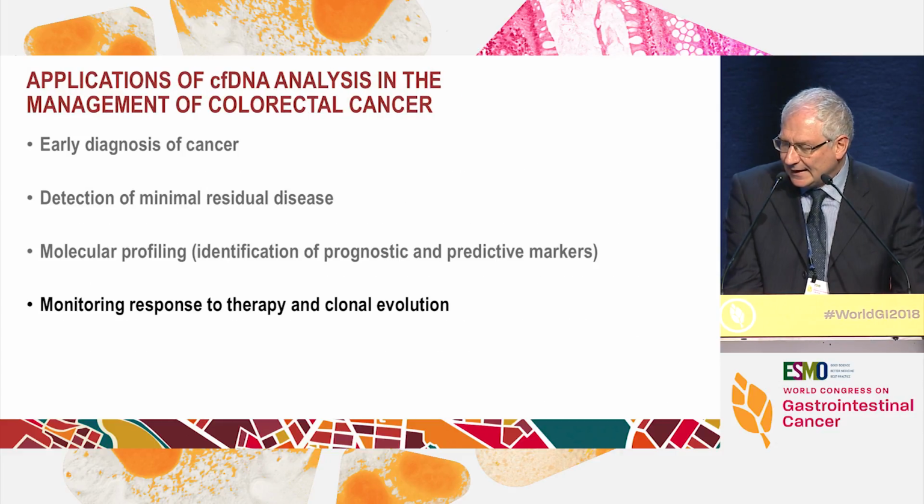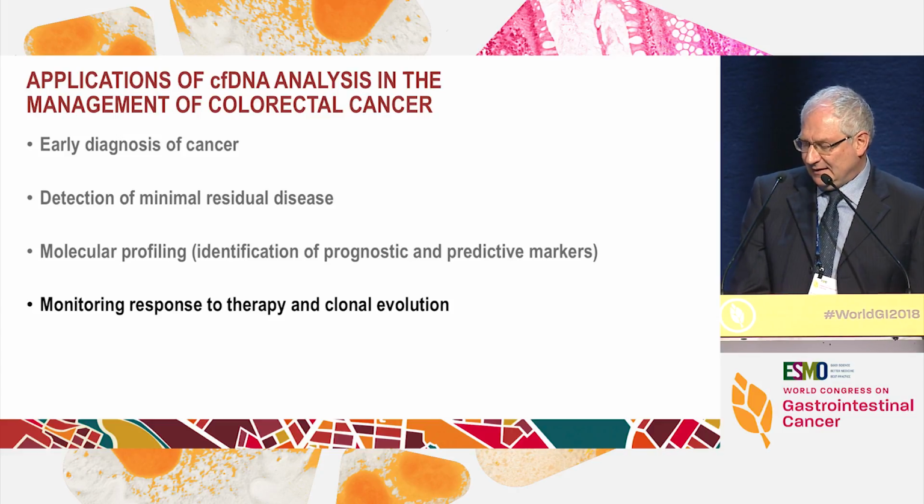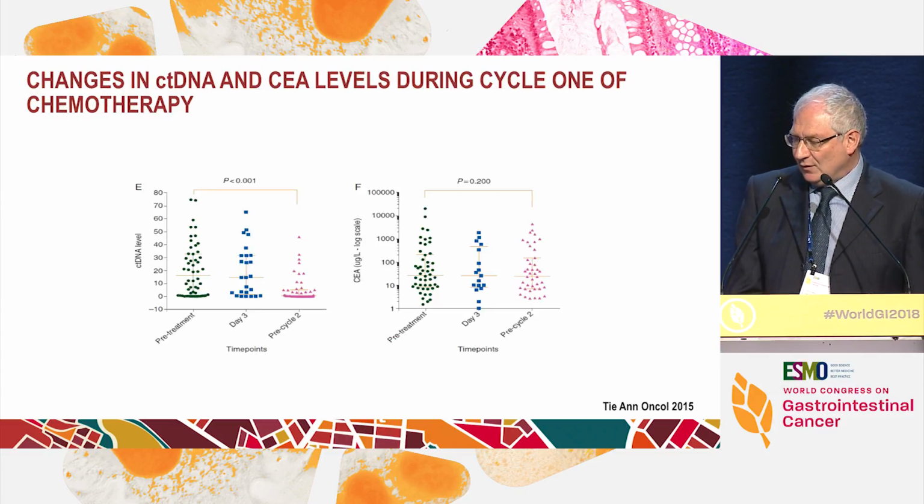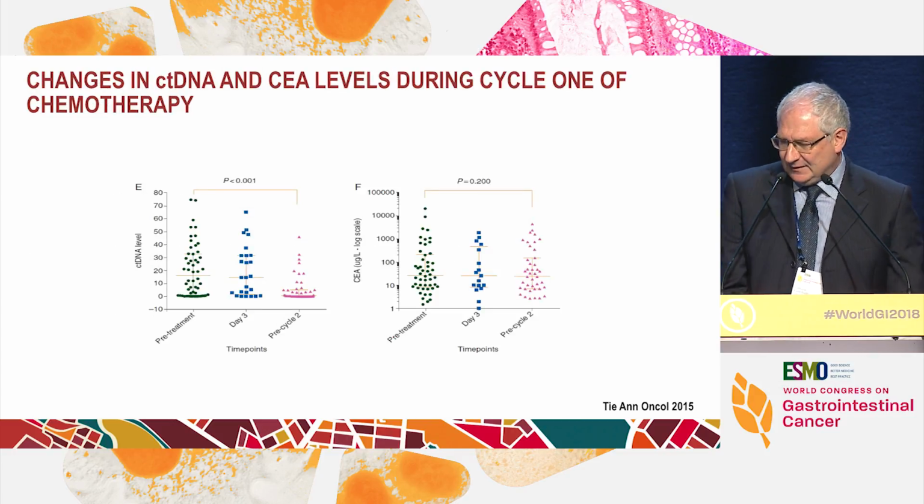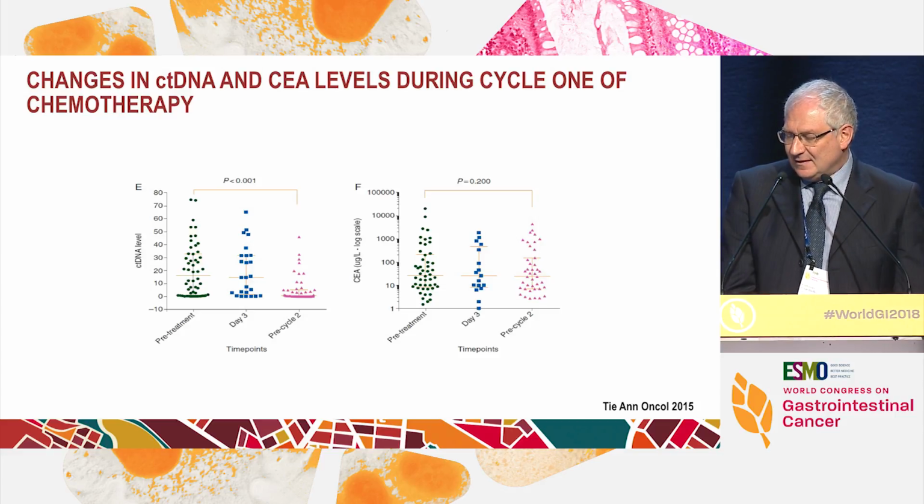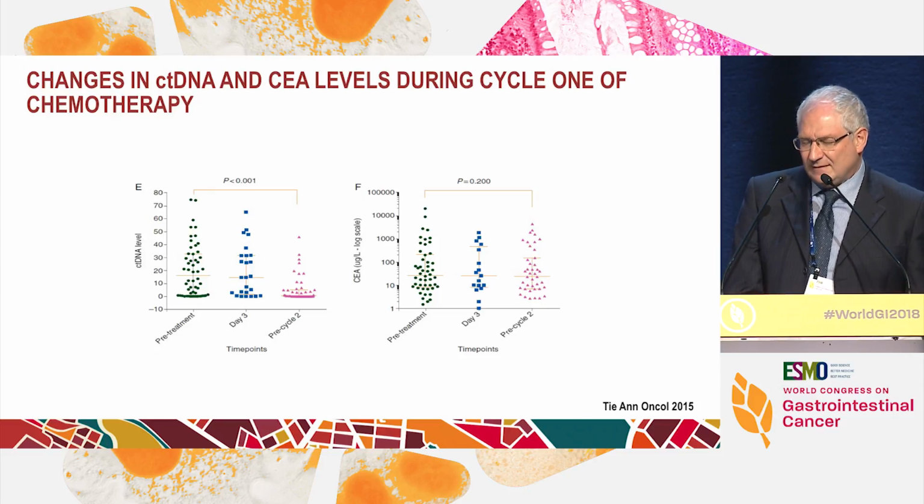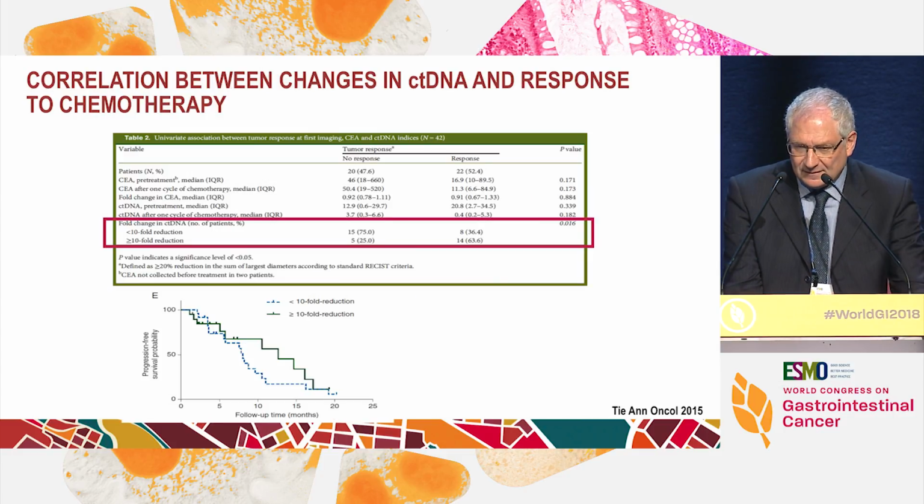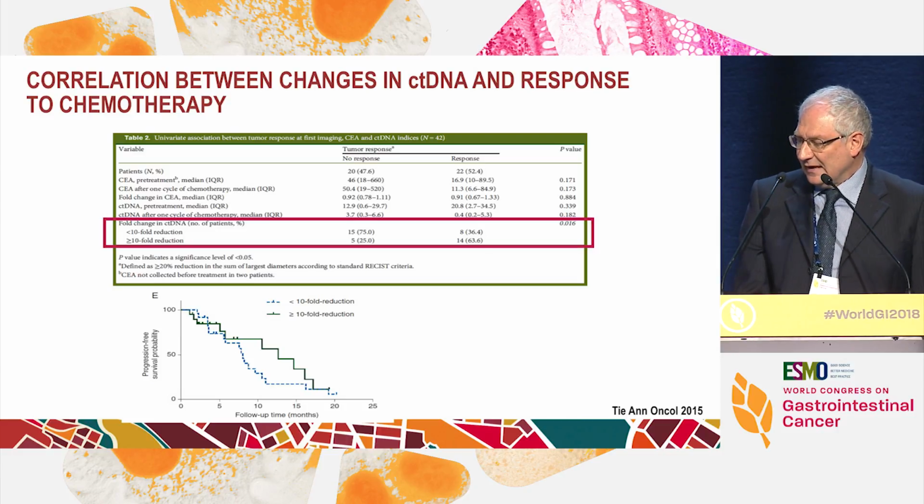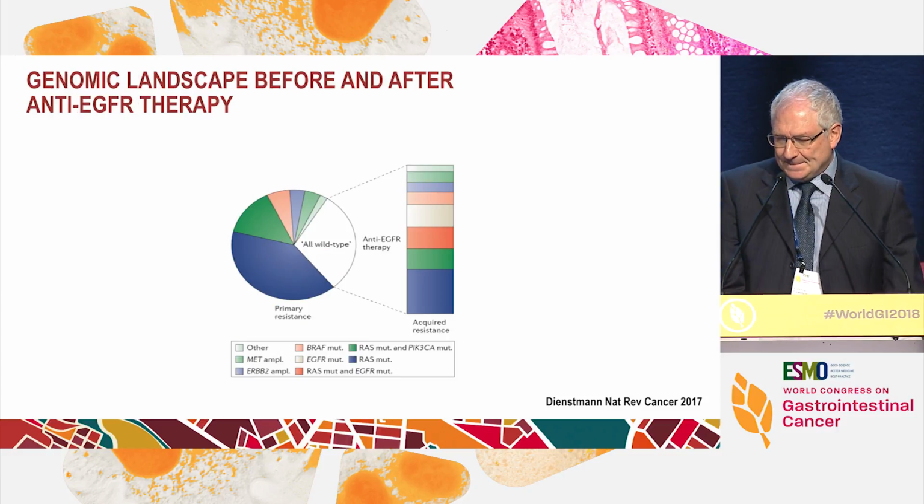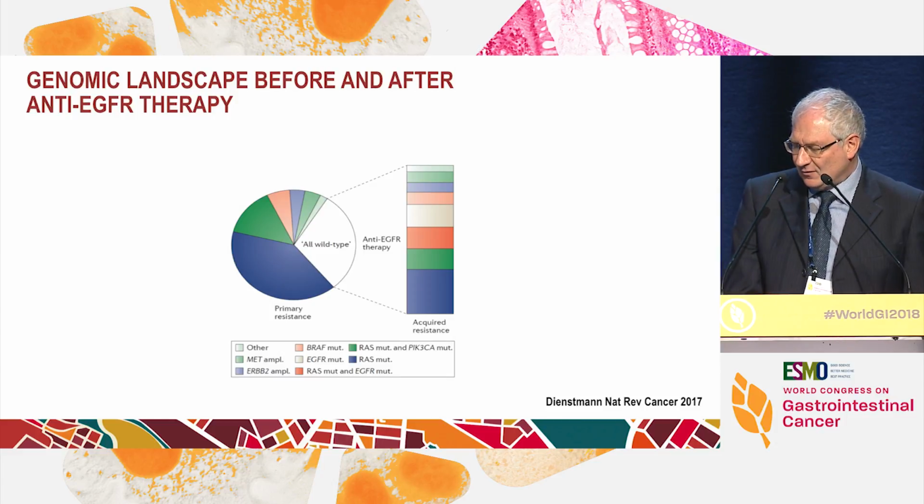And therefore, an important aspect is how we can monitor response to therapy in order to take into account clonal evolution. And we know that, for example, even after chemotherapy, circulating tumor DNA can change, and usually, at least there is some evidence that if it changes early after starting therapy, in this case chemotherapy, this could be associated with a better response and a better progression-free survival.